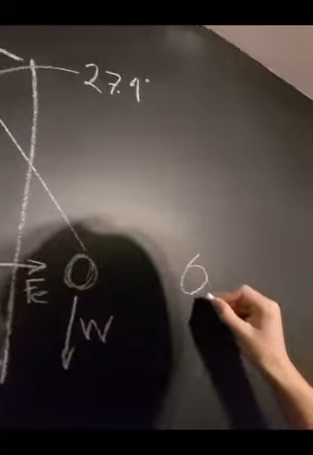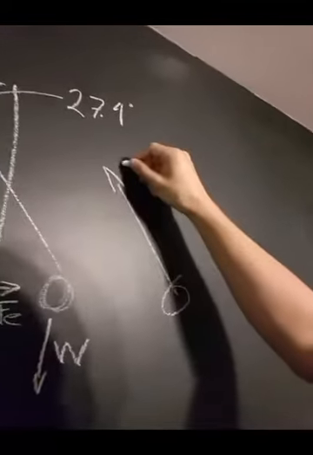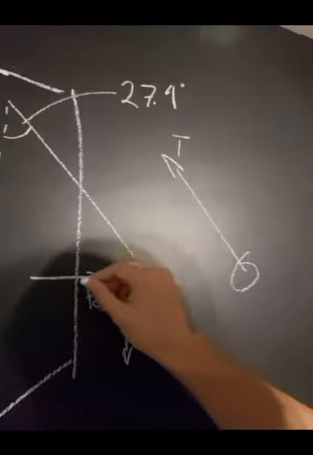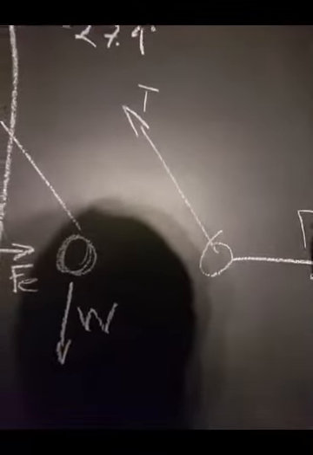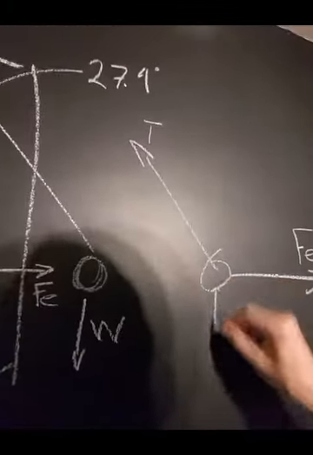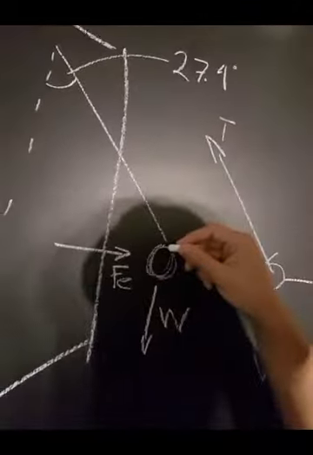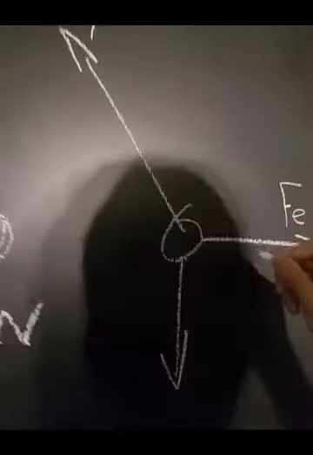We have the sphere, and we know that there is a force going this way, that's the tension. And due to the place where it's located, we know that there is a force going this way, that's the electric force, and the weight of the same sphere. Since the sphere is at rest, we know that the sum of all these forces is 0.